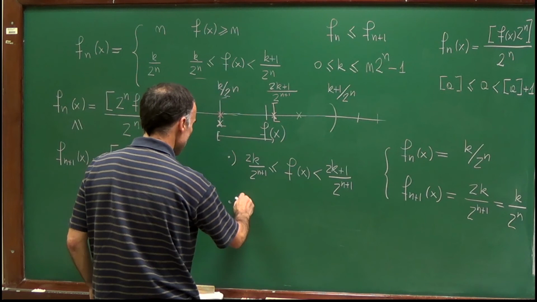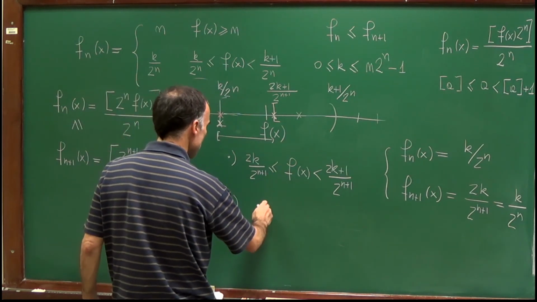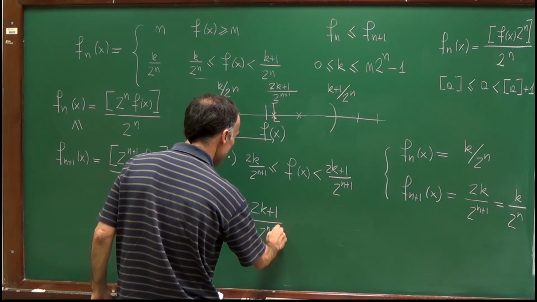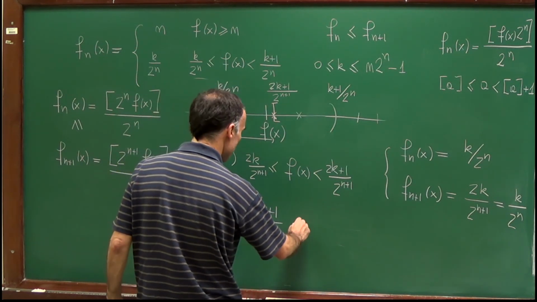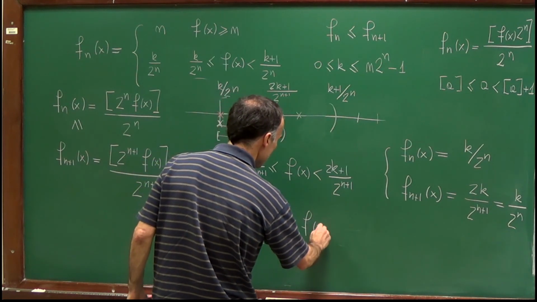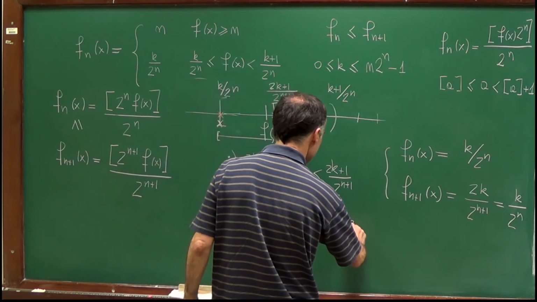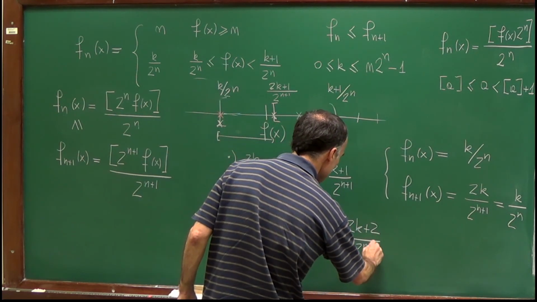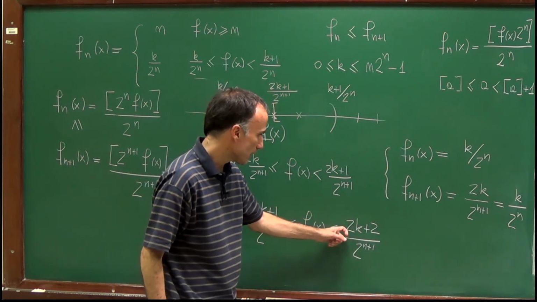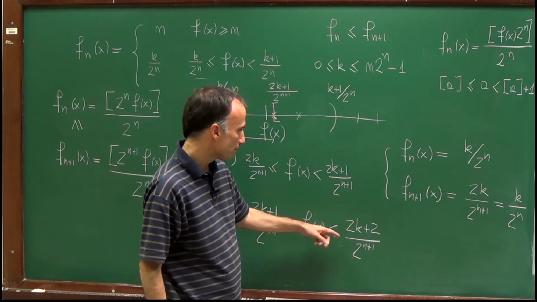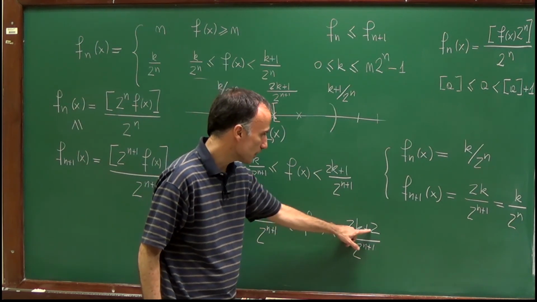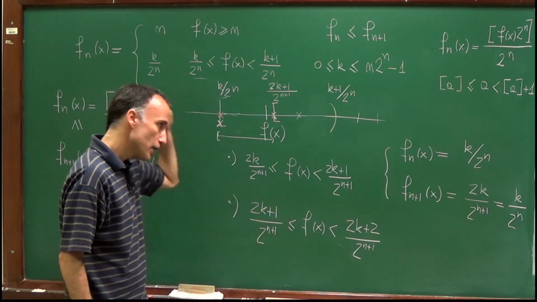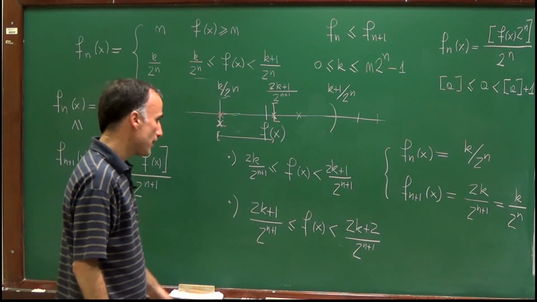So let me write that here. Now I'm assuming that f(x) belongs to the interval (2k+1)/2^(n+1) and that this is smaller than (2k+2)/2^(n+1), and observe that I can divide both expressions here by 2 and get (k+1)/2^n, which is the definition of this point. So I'm now assuming that f(x) belongs to that interval.